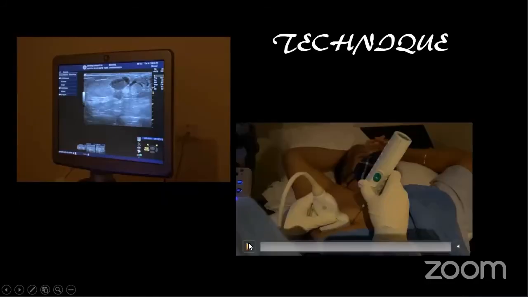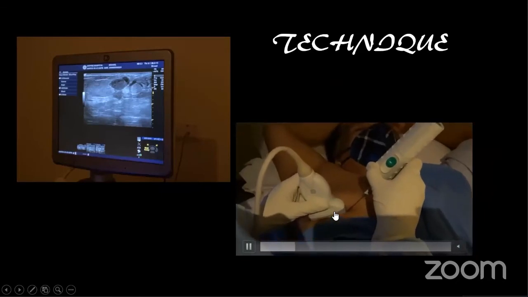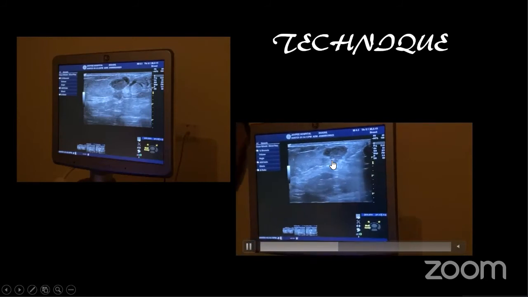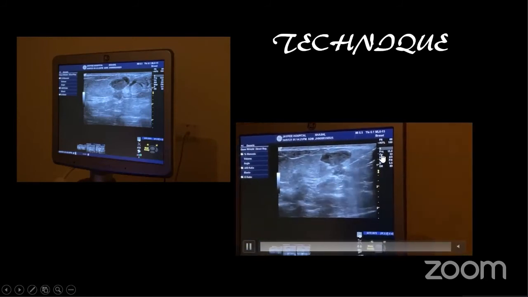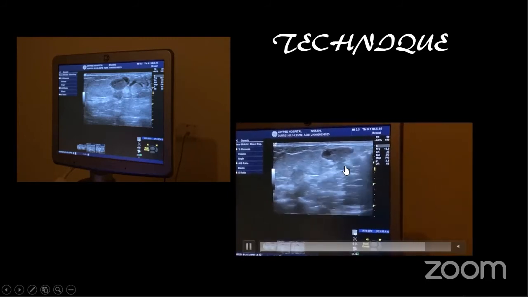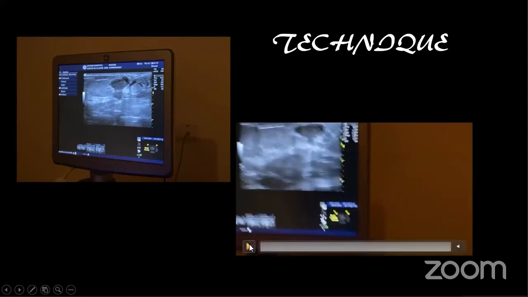Now again, see the technique of the biopsy. The probe is held firmly against the tissue. We see the lesion. Be stable in holding your probe. Hold it at an angle, and then we can see the needle. This was a papillary lesion with a cystic and a solid component. We are targeting the solid part of the lesion.